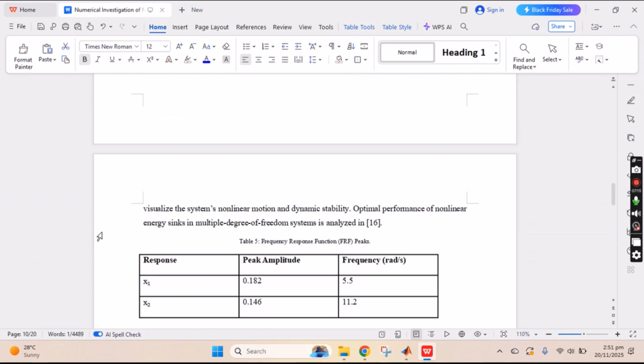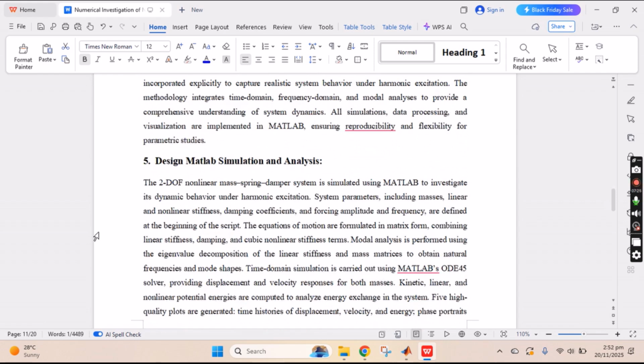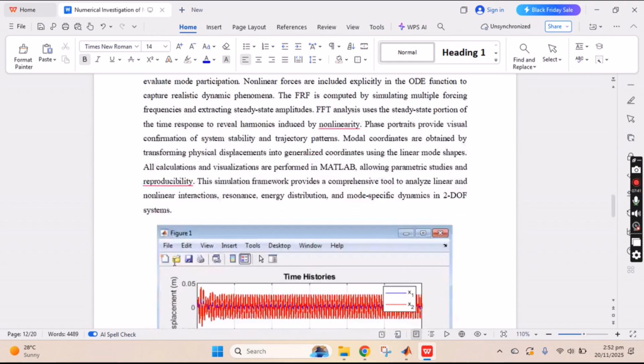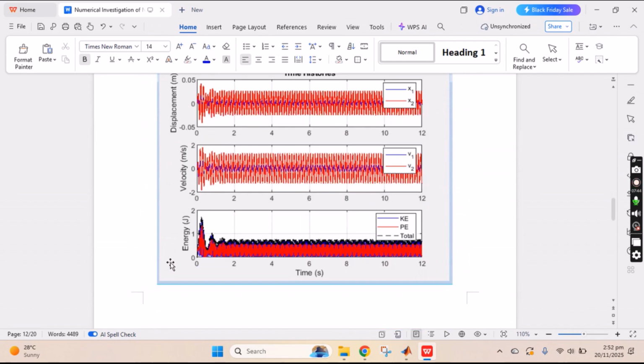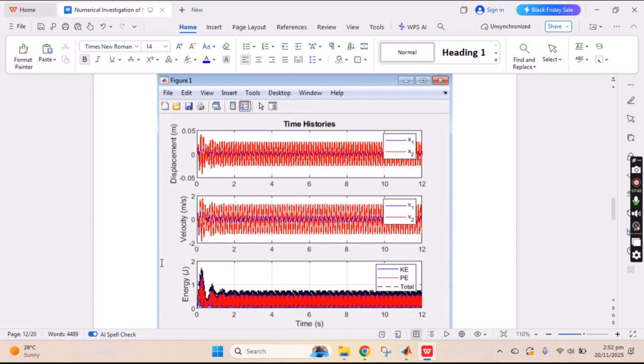In the methodology, I have added the complete nonlinear motion and dynamic stability with the response of peak amplitude and the frequency ranges. In the design of the MATLAB simulation and analysis, the two DOF nonlinear spring damper system is simulated using MATLAB. Okay, so yes, next part.